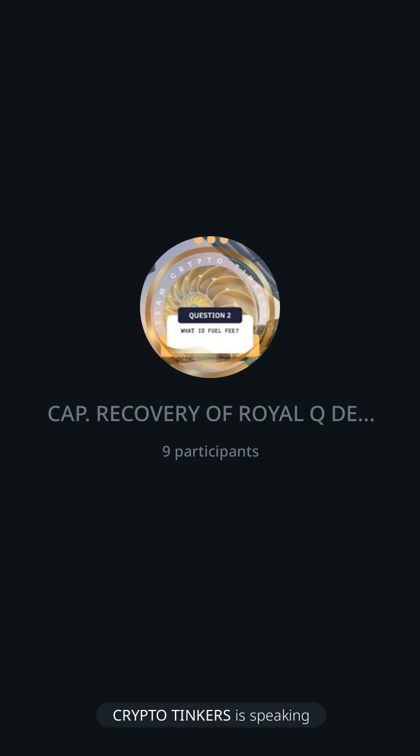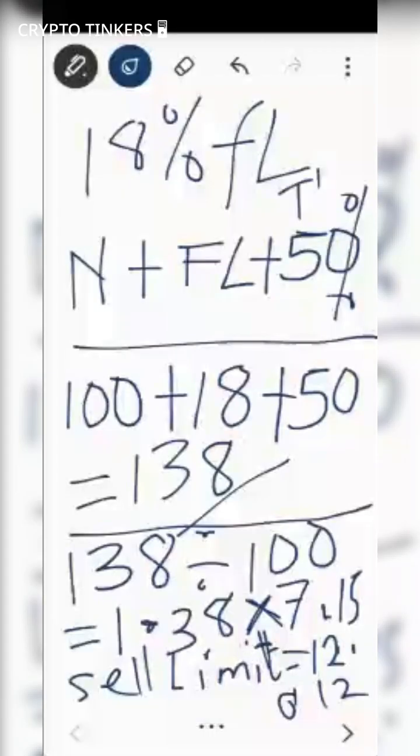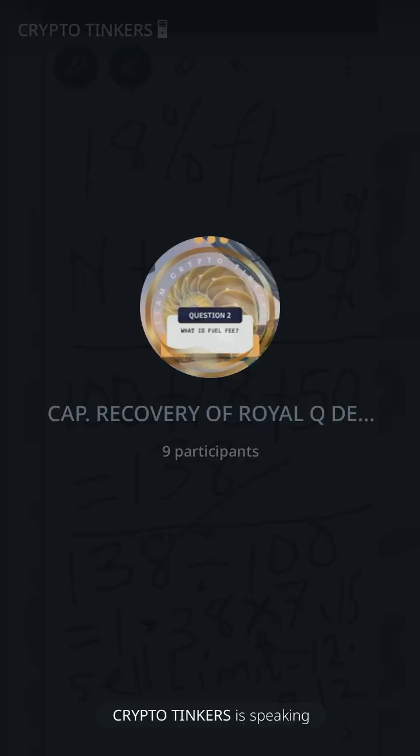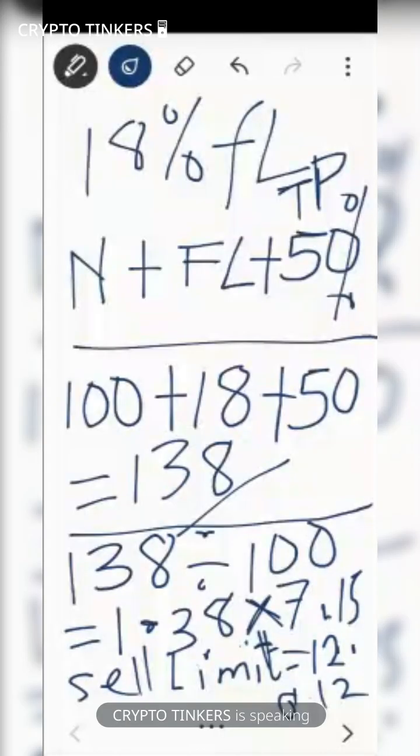It's very simple. We try to keep it simple. You just go through the video, you watch it again, how we did it. Your floating loss, somebody has a floating loss of 50, you go through the same process. N plus FL, which is your floating loss percentage, plus 50% TP. So this is the Crypto Thinkers TP. We can put 100%, but for now, as standard, we are using the 50% take profit. You add it to the floating loss.